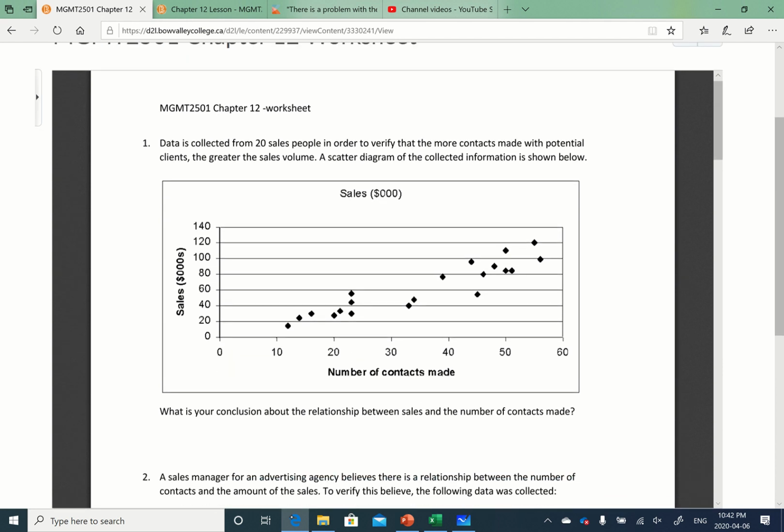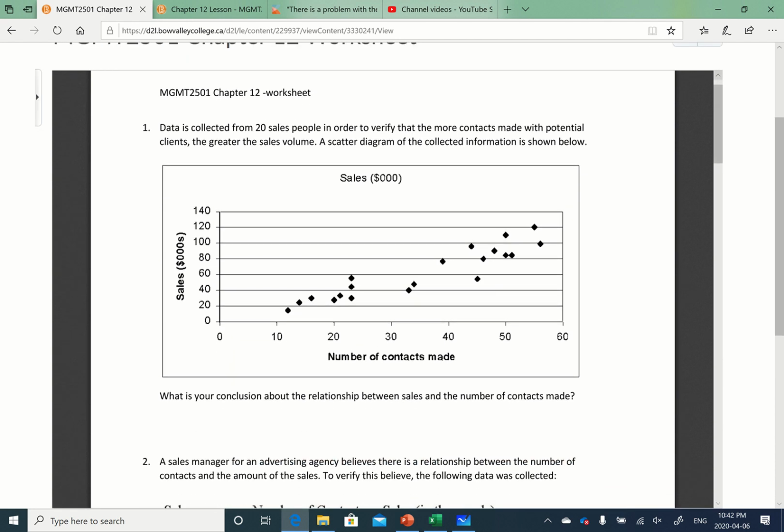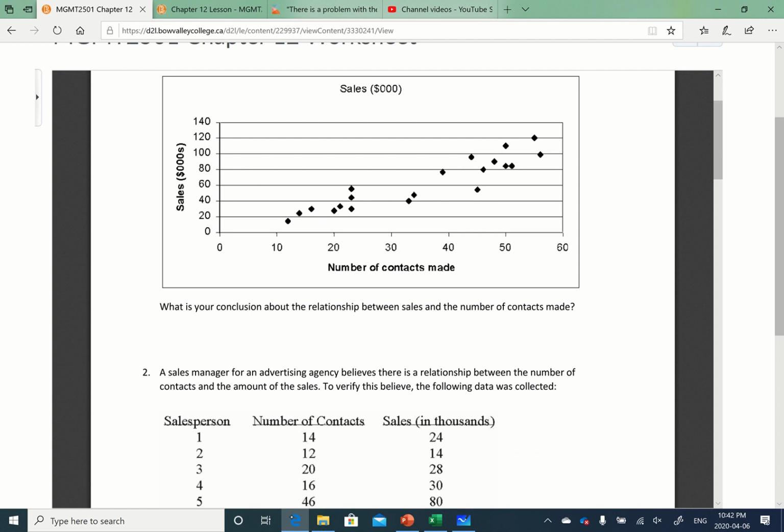Okay. So question number 1 says, data is collected from 12 salespeople in order to verify that the more contacts made with potential clients, the greater the sales volume. A scatter diagram of the collected information is shown below. Okay, so you can see the dots are for the actual observations. So they have observed based on number of contacts how much sales that they have made. So by looking at the scatter diagram, what is your conclusion about the relationship between sales and the number of contacts made? Okay, so what do you think?